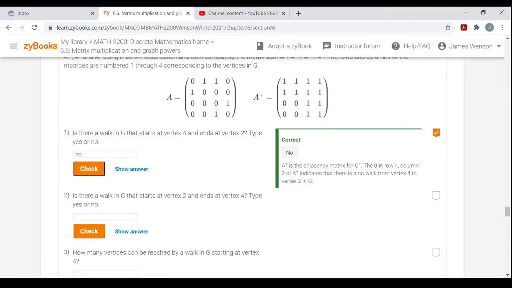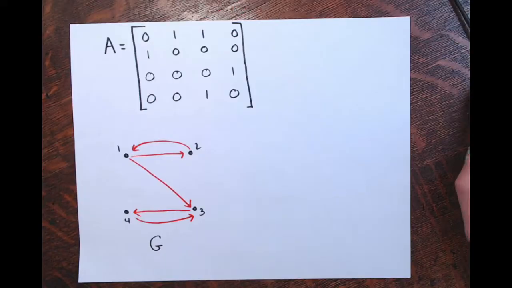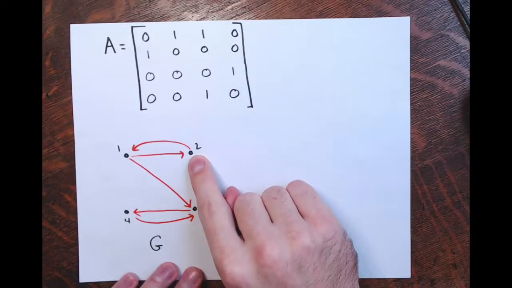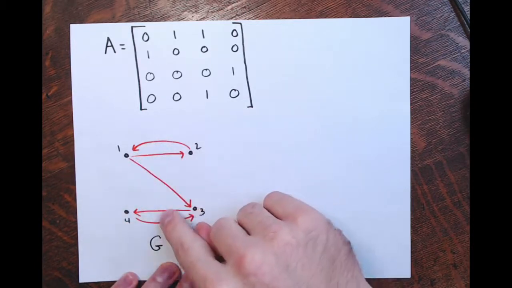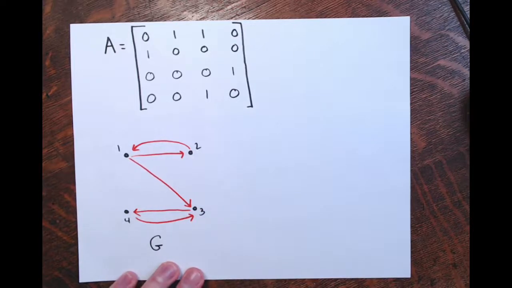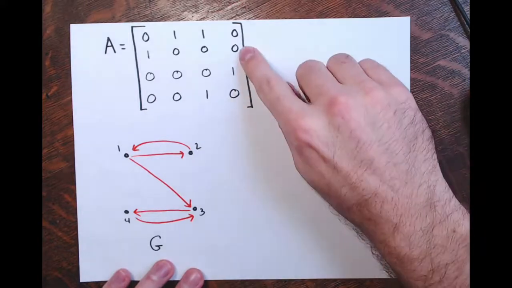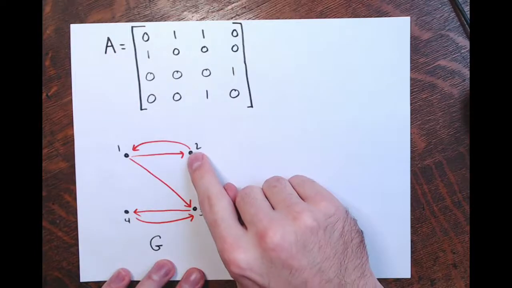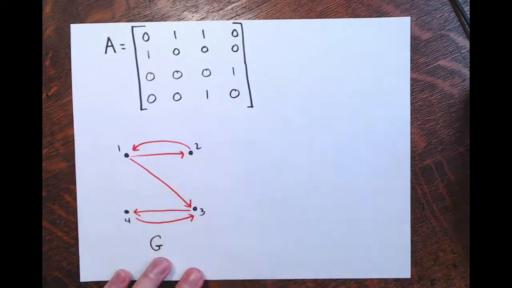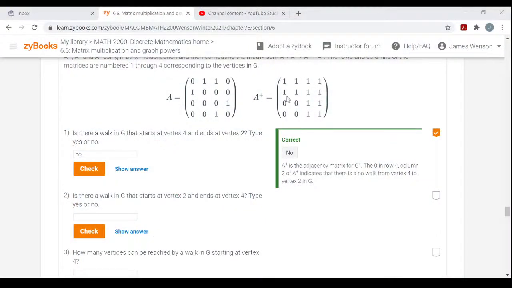Now let's look at my picture. Let's see if we can figure one out. So starting at vertex 2, can I walk around this graph and get to vertex 4? Yeah, I can go 2 to 1, 1 to 3, 3 to 4. Yes, there's a walk of length 3 from vertex 2 to vertex 4. Now there's no walk of length 1. See, row 2, column 4 of A is 0. I can't go directly to 4, but I can get there, and that's what A plus is telling me. A plus is telling me I can get from vertex 2 to vertex 4 somehow, back in the original graph. So yes.